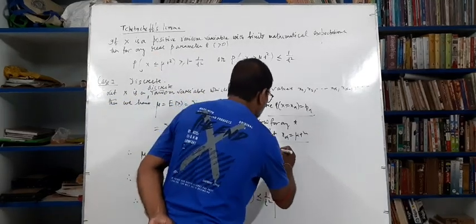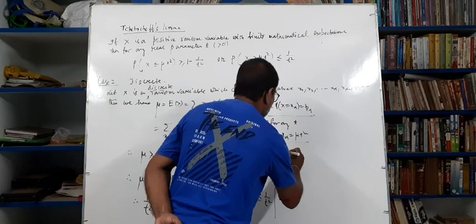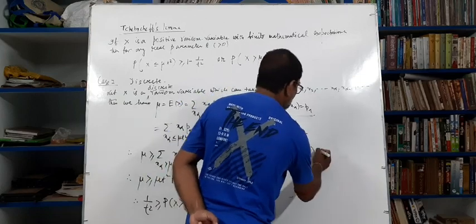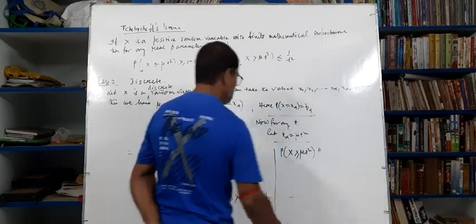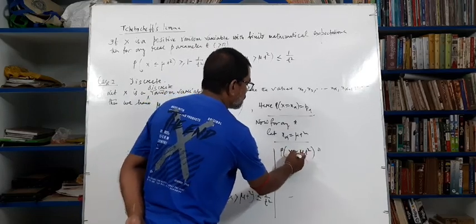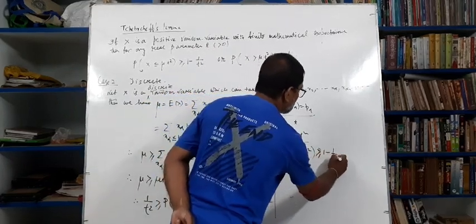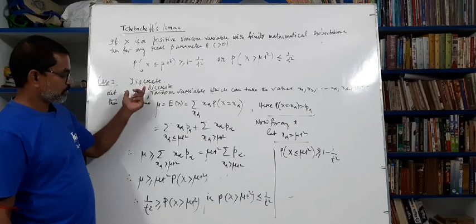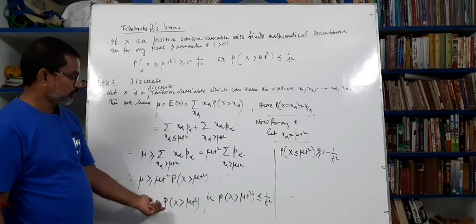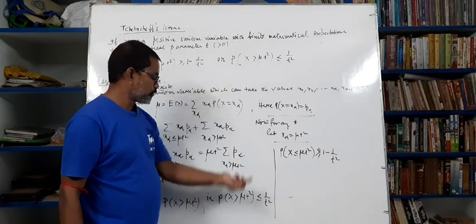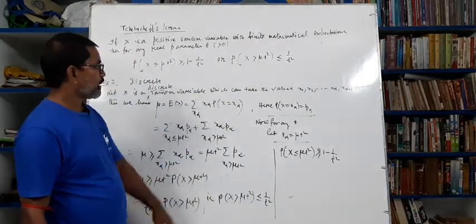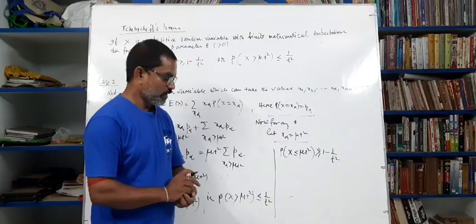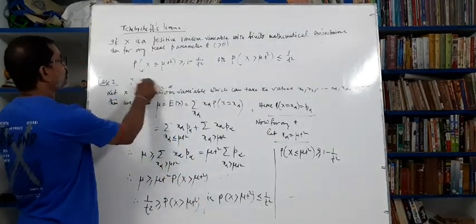As a consequence, we find probability of X less than or equal to mu t square is greater than or equal to 1 minus 1 by t square. So for the discrete case, we have proved the two parts. First, probability of X greater than mu t square is less than or equal to 1 by t square, and as a consequence, probability of X less than or equal to mu t square is greater than or equal to 1 minus 1 by t square. Now we consider the continuous case.